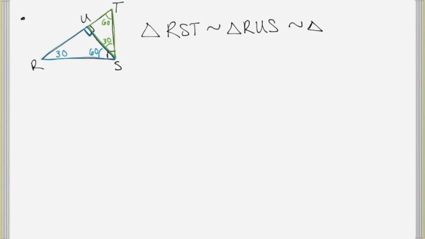Let's name the green one. In the whole big one, angle R is how big? 30. What will match with that in the green one? S. S is 30. And the whole big one, S is how much? 90. What will match with that in the green one? U. And what's the third letter? T, because that's the third letter in that green triangle. Okay, so we can name up these similar triangles that we know have to happen according to that theorem 8.1.